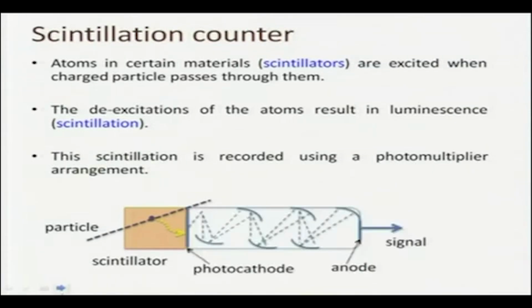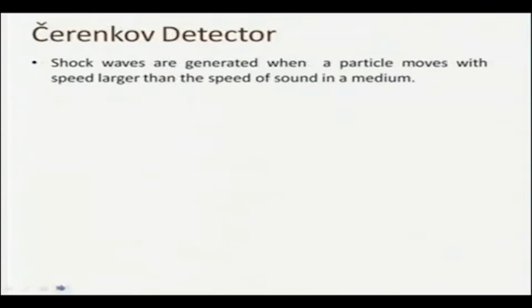There will be a photocathode on which the scintillation falls, and that emits photoelectrons. These photoelectrons will be multiplied with the help of dynodes, and finally, the anode will pick up the increased signal, and that can be fed to a computer or reading system. And this is a scintillation counter arrangement.